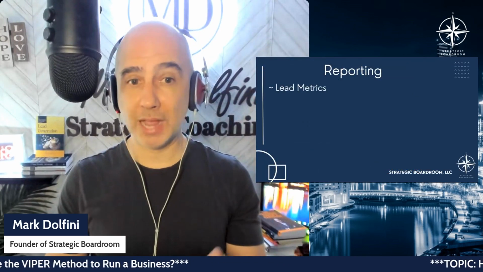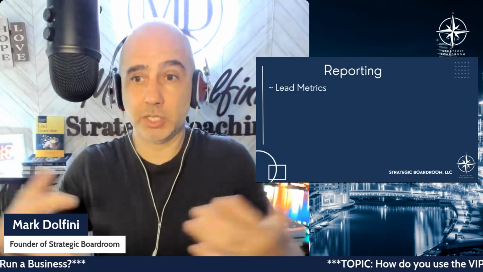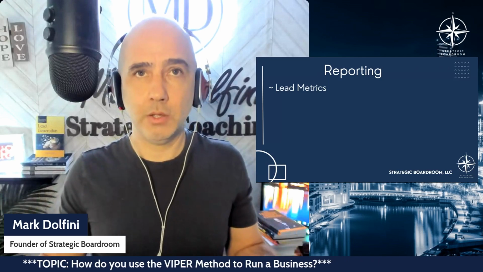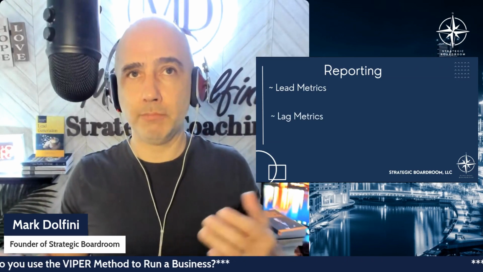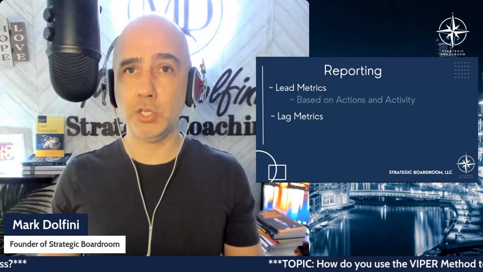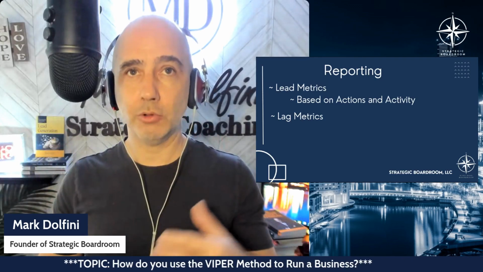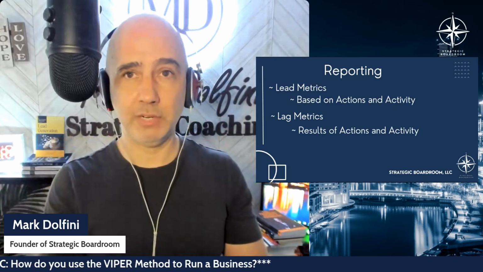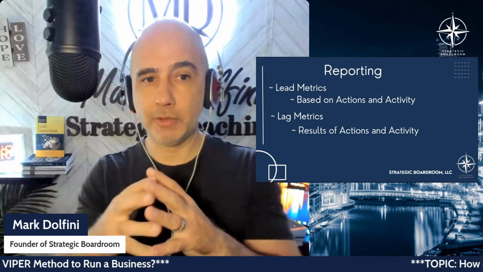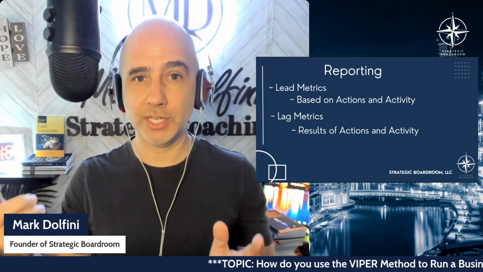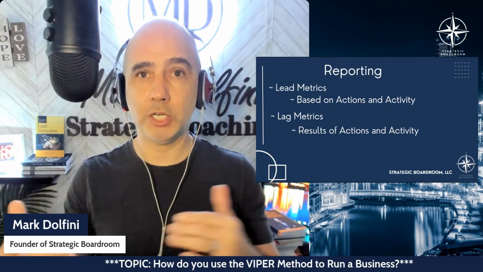Reporting is pretty straightforward. You got to have a reporting function to just kind of measure what you were doing, because without a reporting function, you have no idea what your activity is yielding, right? So when you're looking at it, I like to look at it from 2 different perspectives. One is lead metrics. The other is lag metrics. Lead metrics are just based on your actions and your activities. That's just all of the stuff that you did. Your lag metrics are the results of those activities, right? So if you're just looking at your results, but you're never measuring your actions and activities, it's going to be really hard to know what you need to adjust.